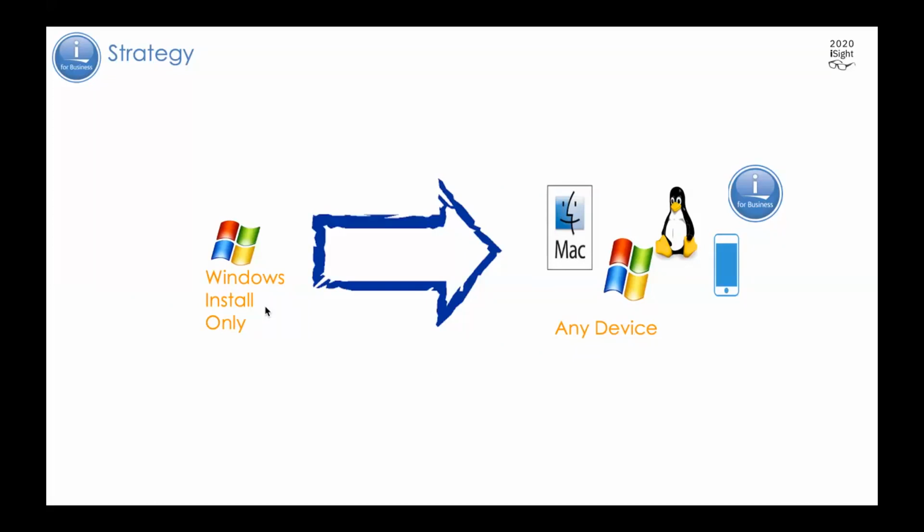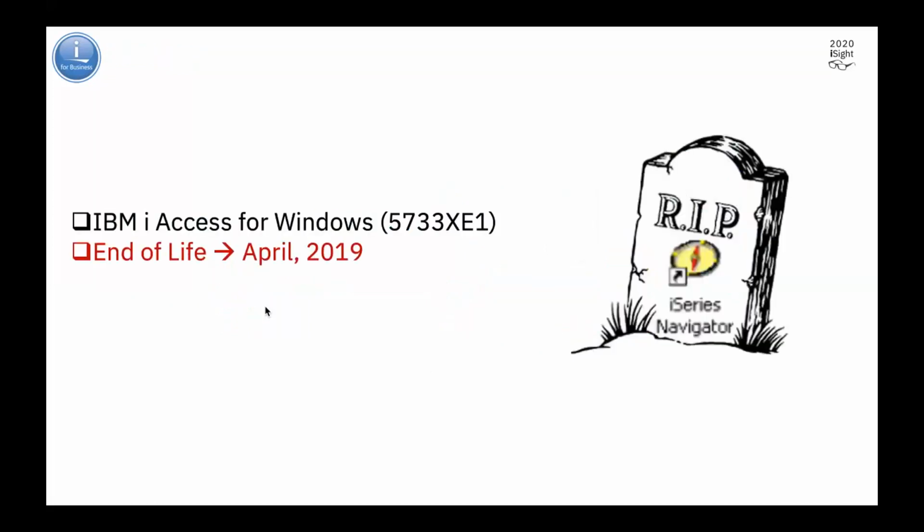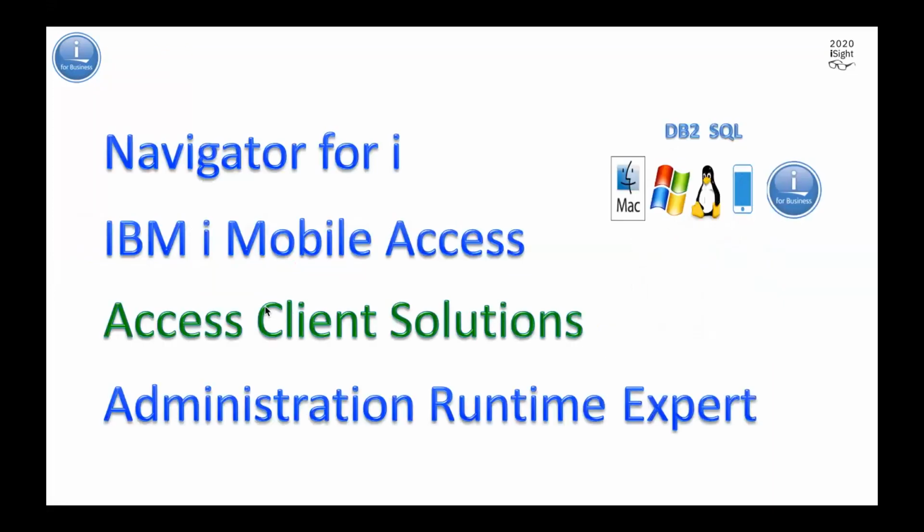To do that, we've had to make some hard decisions, one of them being our Access for Windows support. We put it at end of life, and that was done in April of last year. That was incredibly important because it really allowed us to focus on doing new things in new and different ways and not have to spend our time chasing the Windows update methodology.